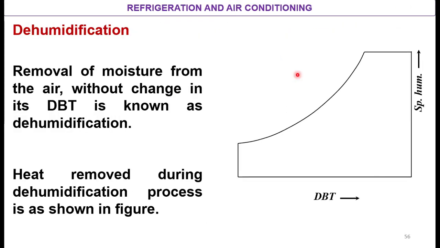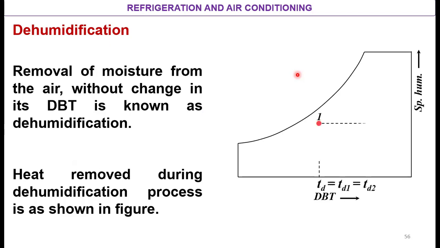Then the fourth process is the dehumidification. Exactly opposite of that one. In the humidification, there was addition of moisture. Here, it is the removal of moisture from the air at the constant dry bulb temperature. So let us show this process on the chart as well. In the similar fashion, I will show this process also.